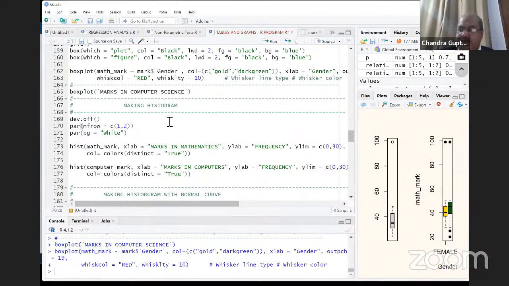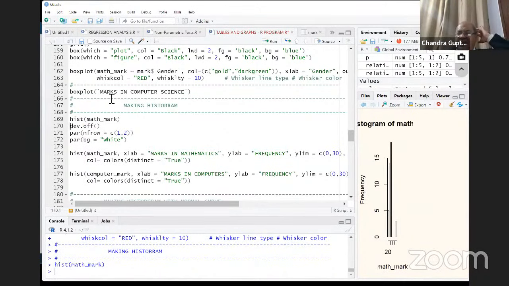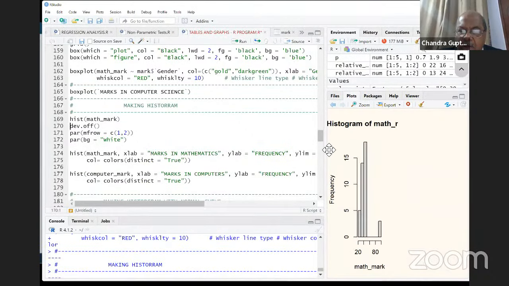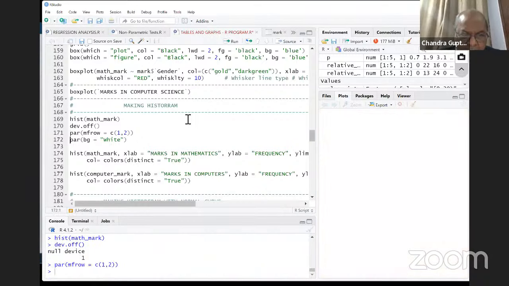Histogram, simple command, hist. So if I type here hist maths mark, you'll get the histogram. Simple command, not complicated. But if you want to give it a color or want to make it attractive, then you have to fight with the graph. So whatever command I have for the graph setting, I'm offing them.